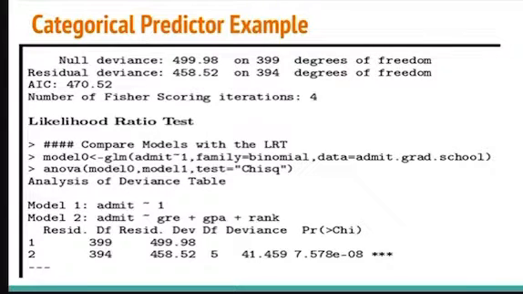Now, this is just trying to compare 2 models. Model 1 is admission does not depend on any factor. That's an intercept model. Model 2 is admission depends on GRE score, GPA score, and rank. You actually use the ANOVA test for the 2 models, indicating the test to be chi-square. You have a p-value given. Of course, when you have a p-value like that, you're rejecting the simpler model. It means we are going for the complicated model.